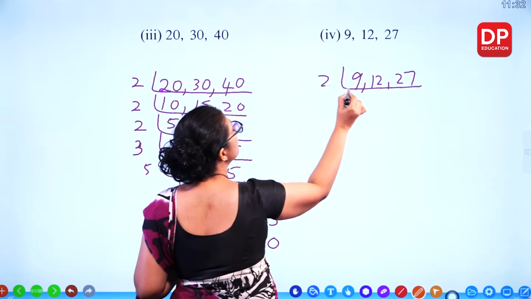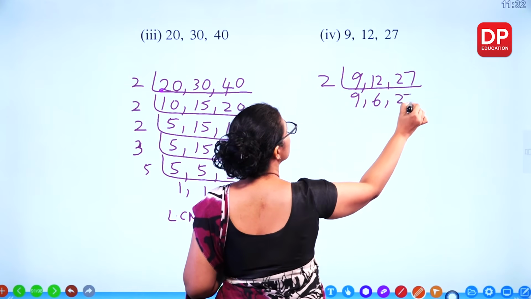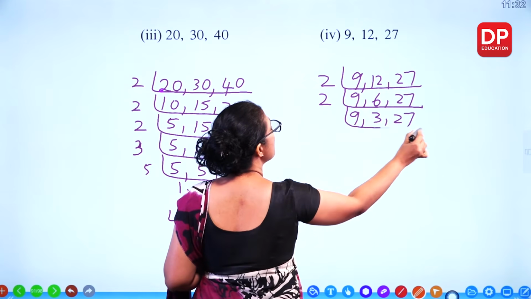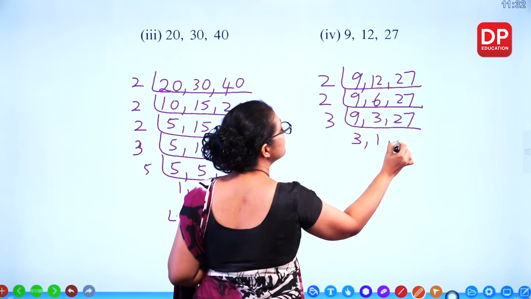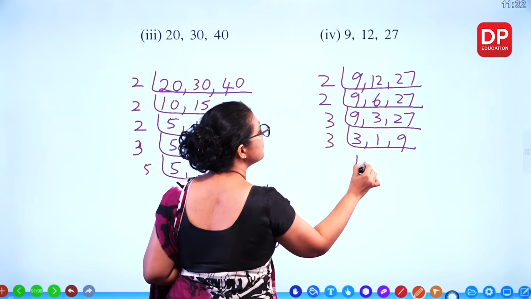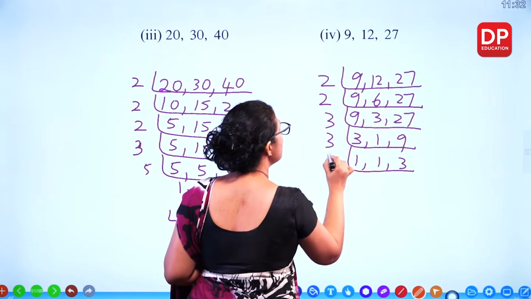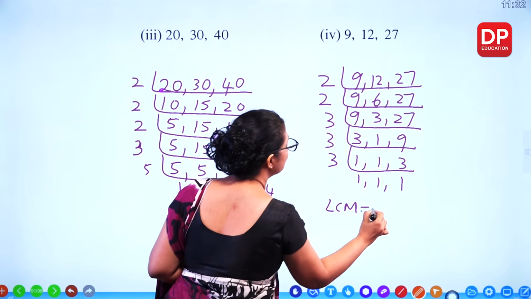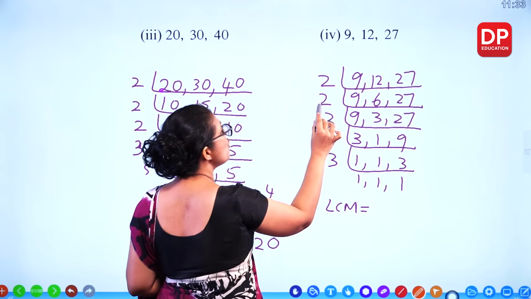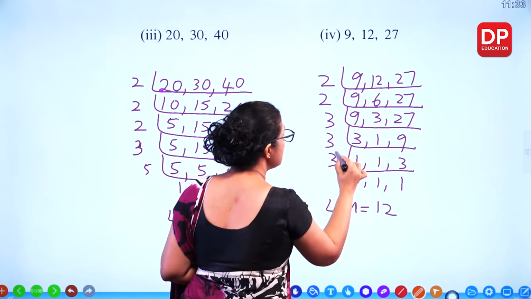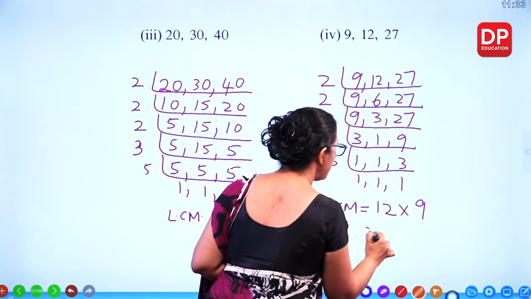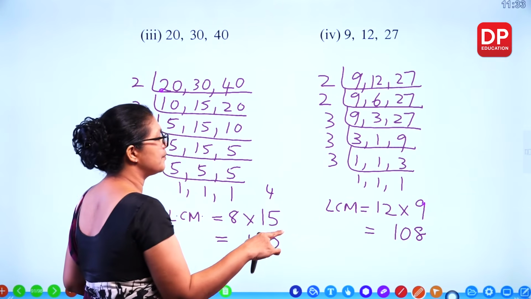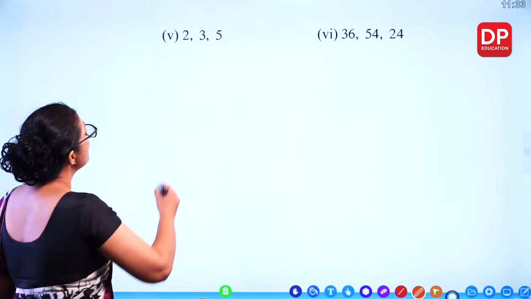9, 12, 27. You can divide by 2. Divide by 2 again. Now you can divide by 3. 3 again and 3 again. So what's the lowest common multiple? 2 times 2, 4. 4 times 3, 12. 3 times 3, 9. 12 times 9, 108. 2, 3, 5.